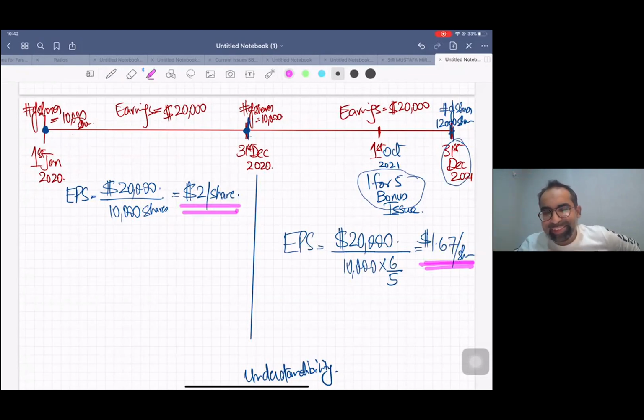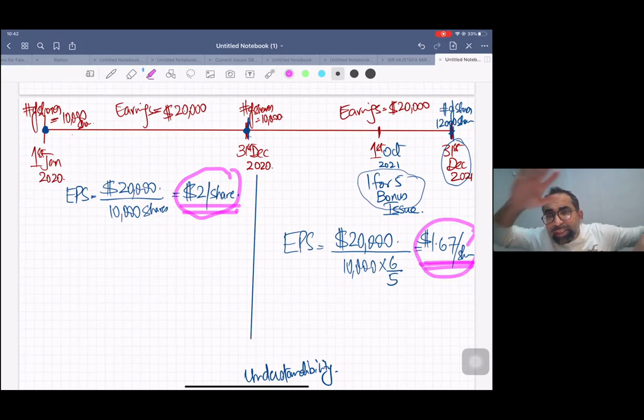Now just think what a common shareholder will see. They will see last year the EPS was $2 and now it's only 1.67. So the shareholder will see that EPS is going down. So they will perceive that the performance is going down. EPS going down means the performance is going down, and they will start selling the shares. There will be a panic in the market. But just think, do you think it's a real downfall of the company?